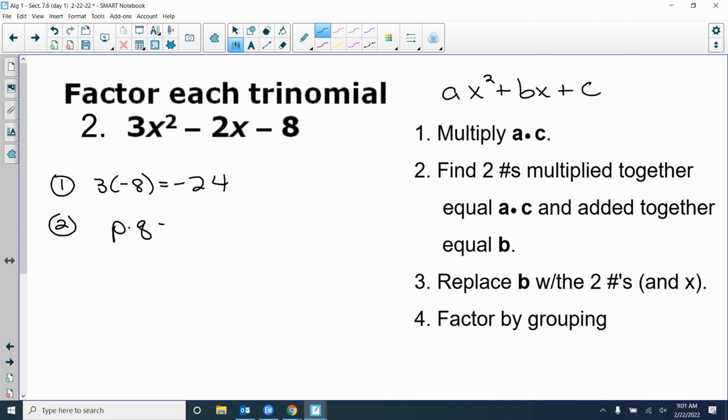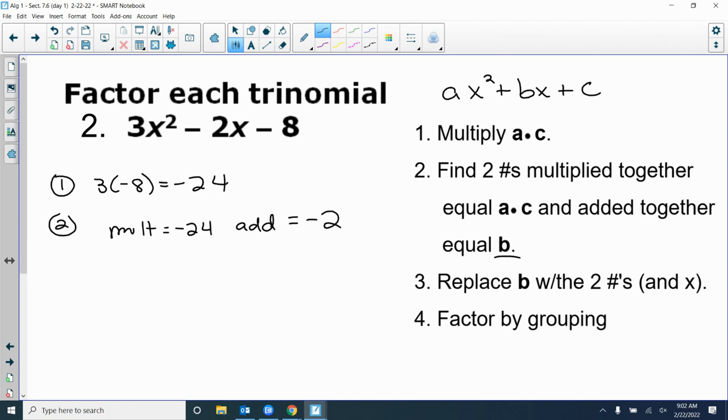So I use the numbers P and Q. I need two numbers that multiply to equal -24. And what do they add together to get? B, what is my B? My B is -2. So they add together to equal -2. You're going to have to come up with those two numbers. If you need to, you're going to do a chart. Who can tell me two numbers that multiply to -24, add together to get -2?